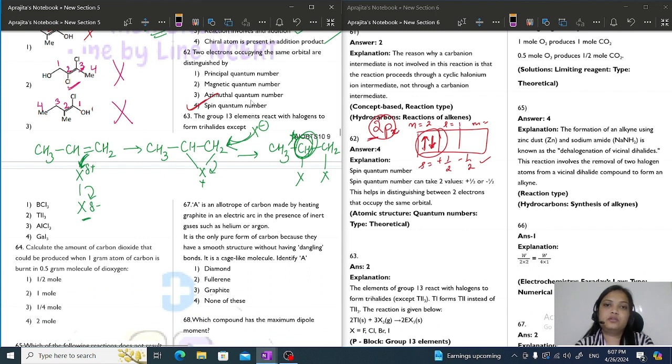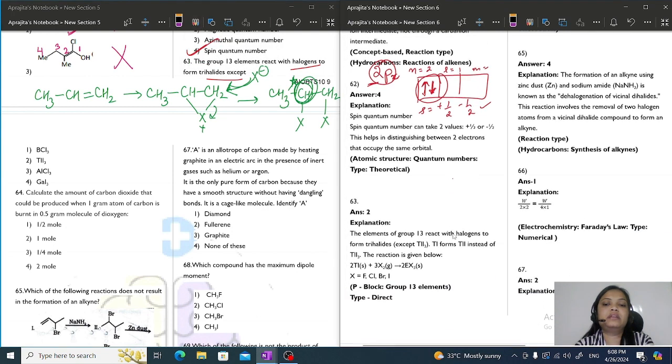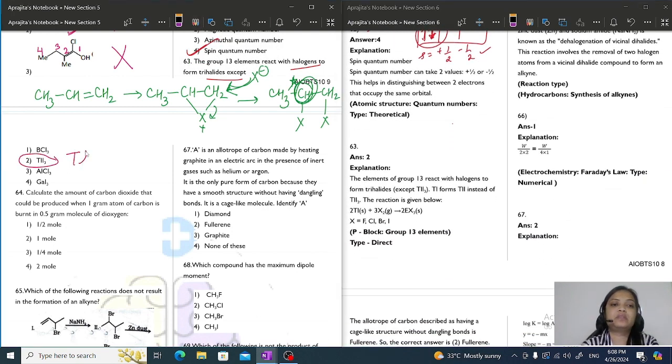Next is question number 63. The group 13 elements react with halogens to form trihalides, except, so which one does not form a trihalide? Here we have BCl3, thallium iodide TlI3, aluminum chloride, and gallium iodide. Students, you must know that elements of group 13 react with halogens to form trihalides, except thallium. This compound is not stable.